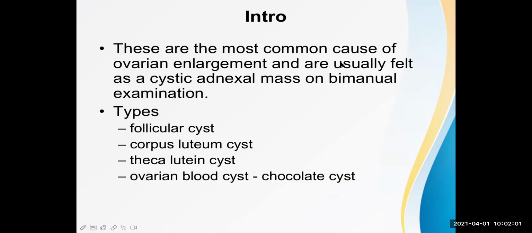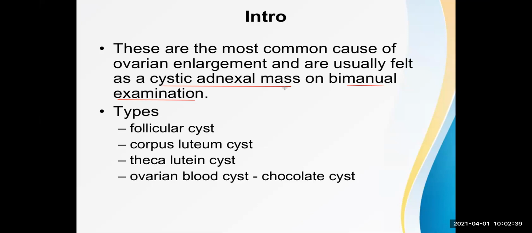These are the most common cause of ovarian enlargement and are usually felt as a cystic adnexal mass on bimanual examination. See here, cystic adnexal mass on bimanual examination. Now these are certain practical terms for you. Adnexa is the area on the side of the uterus. This means the ovary and fallopian tubes are also part of the adnexa. We call them adnexal mass. Remember the term.